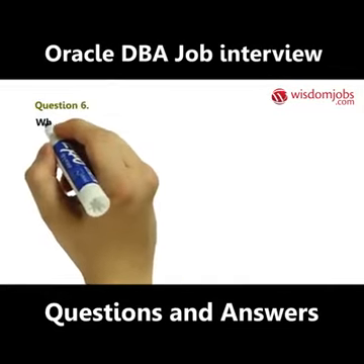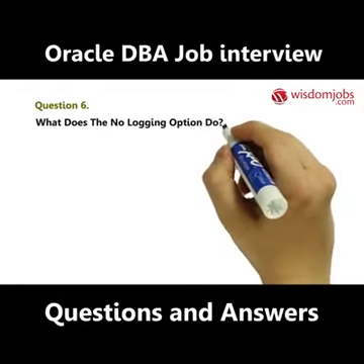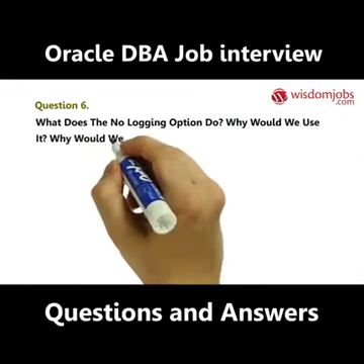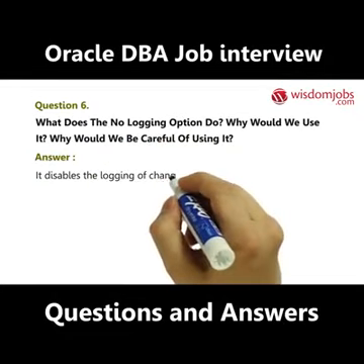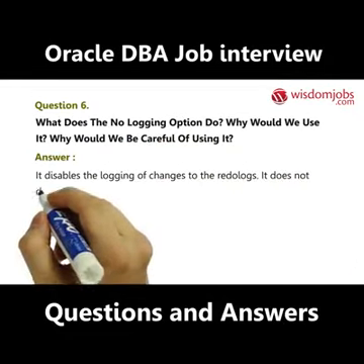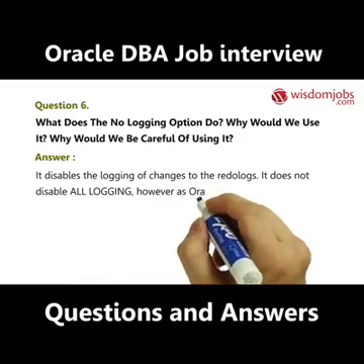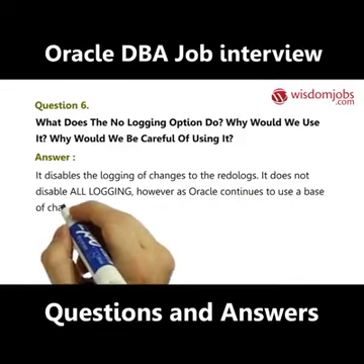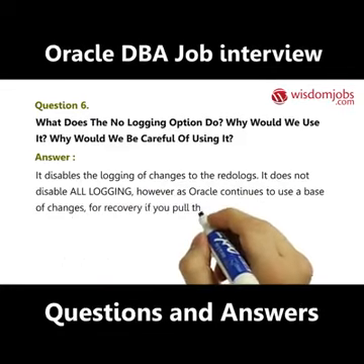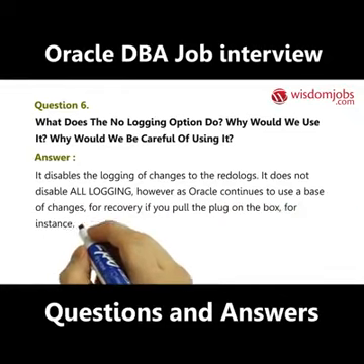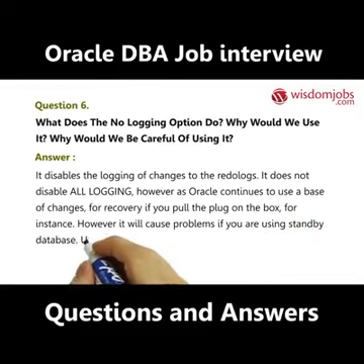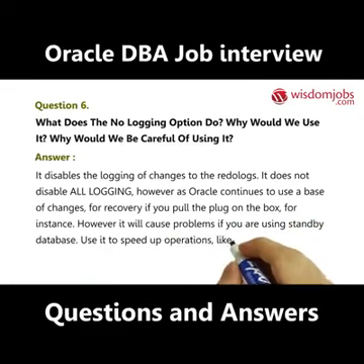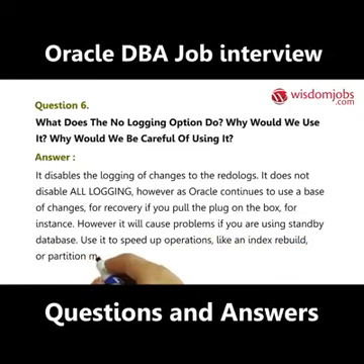Question 6. What does the NOLOGGING option do? Why would we use it? Why would we be careful of using it? Answer. It disables the logging of changes to the redo logs. It does not disable all logging, however, as Oracle continues to keep a base of changes for recovery if you pull the plug on the box, for instance. However, it will cause problems if you are using a standby database. Use it to speed up operations, like an index rebuild, or partition maintenance operations.